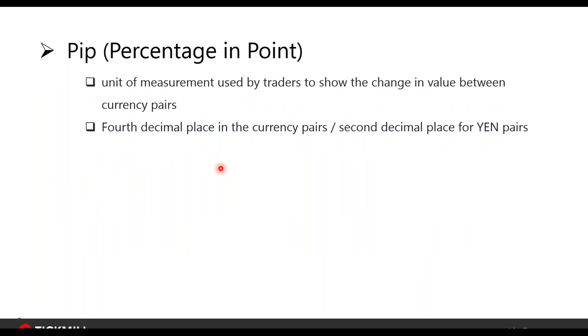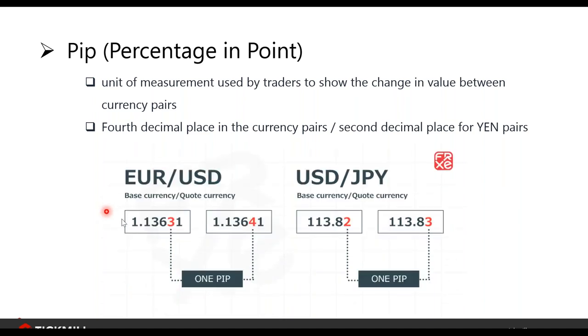Next is PIP, or percentage in point. It's the unit of measurement used by traders to show the change in value between currency pairs. It is the fourth decimal in the currency pairs, or the second decimal for yen pairs. In this image, yung PIP is ika-apat po siya from this decimal point. 1, 2, 3, 4. So this is the PIP. And ito naman po, yung pang fifth na digit is the point. Most of the time, when you are checking the movement, ang tinitingnan po ng mga traders is the PIP, or yung fourth decimal point. So that's for Euro USD.